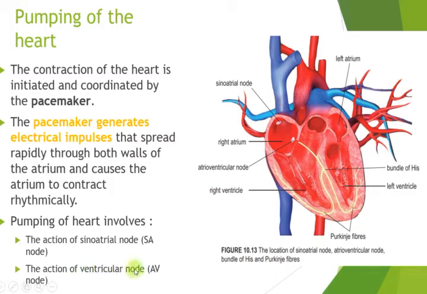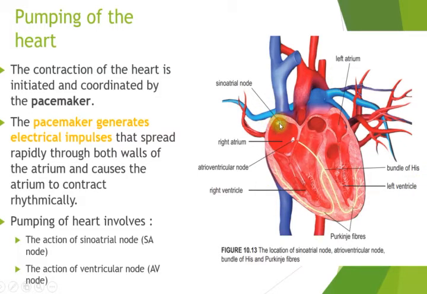Atrioventricular node, or we call it the AV node. Okay, so the pumping of the heart involves two types of pacemaker, which are the SA node and the AV node. SA node refers to the sinoatrial node and AV node refers to the atrioventricular node. Okay, let's take a look at the diagram.